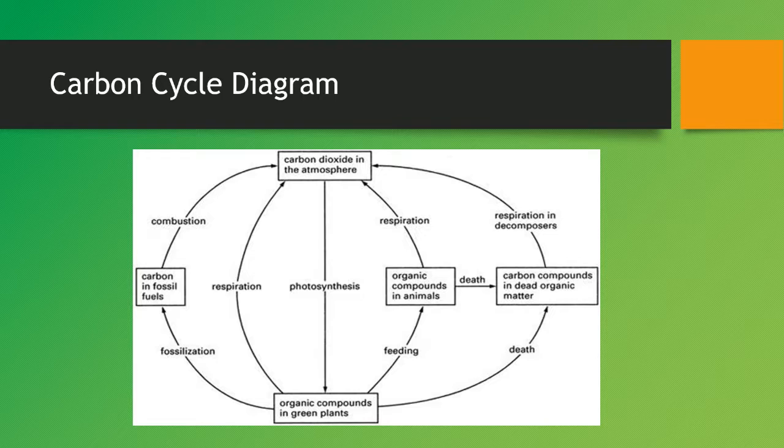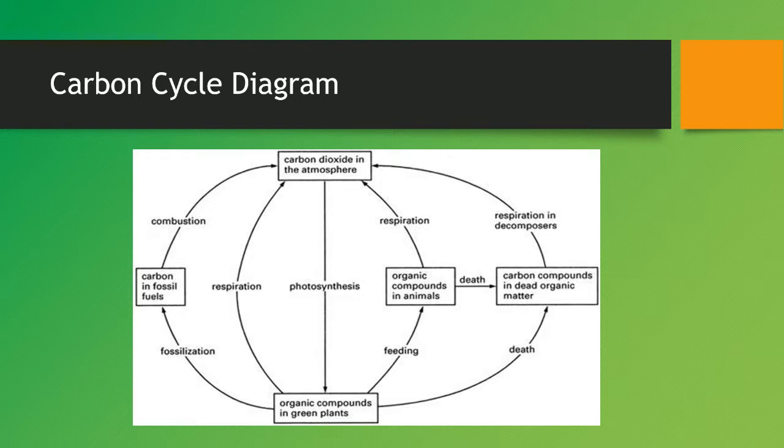Okay, you see that line down the middle where it says photosynthesis? That's where we begin. So photosynthesis is the first thing that takes part, with organic compounds in green plants taking carbon dioxide from the atmosphere through photosynthesis. These plants will then respire, releasing carbon dioxide back into the atmosphere, or organic compounds in animals will feed on these plants, and they will respire, releasing carbon dioxide into the atmosphere.